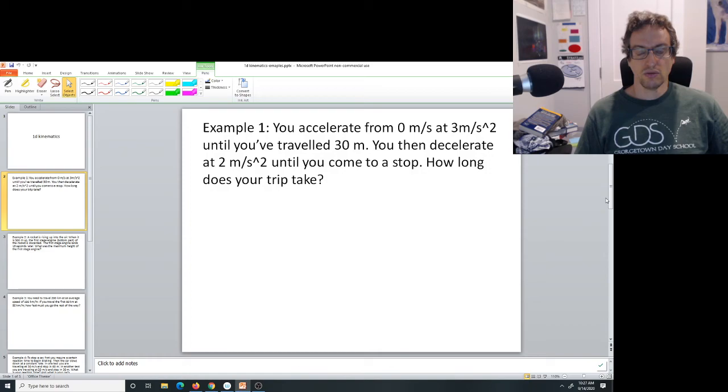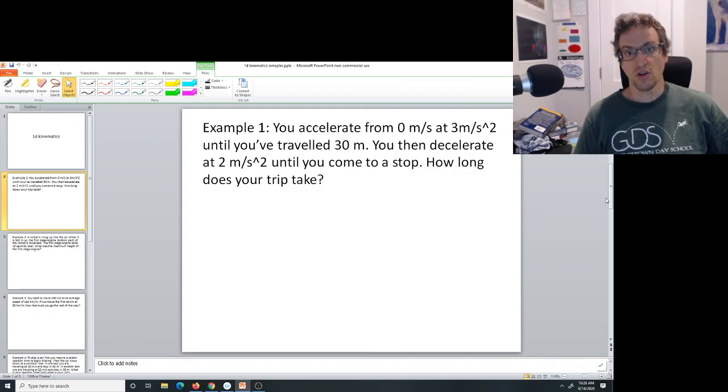Okay, so one of the things we talked about is that all our equations only work when the acceleration is constant. And in this one, obviously, the acceleration is changing. You've got 3 meters per second squared and 2 meters per second squared, and one of them is acceleration, one of them is deceleration. So what does that change?